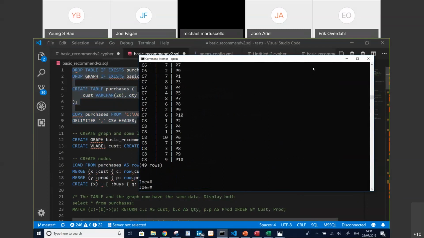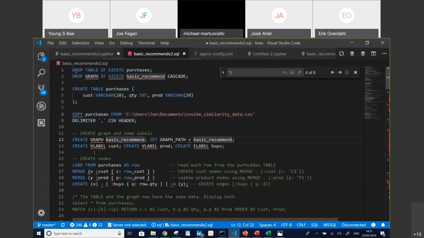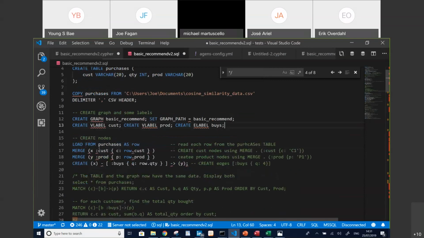And now how do we go from a table to a graph? Well, the first thing I'm going to do is create a graph and give it a name. I need to set my graph path so that when I refer to a graph, it'll refer to the correct graph. And then I'm going to create three labels called customer, product, and an edge relationship called buys. And then I'm going to load each row from the purchases table. There were 49 of them. I'm going to call each row by the name row.